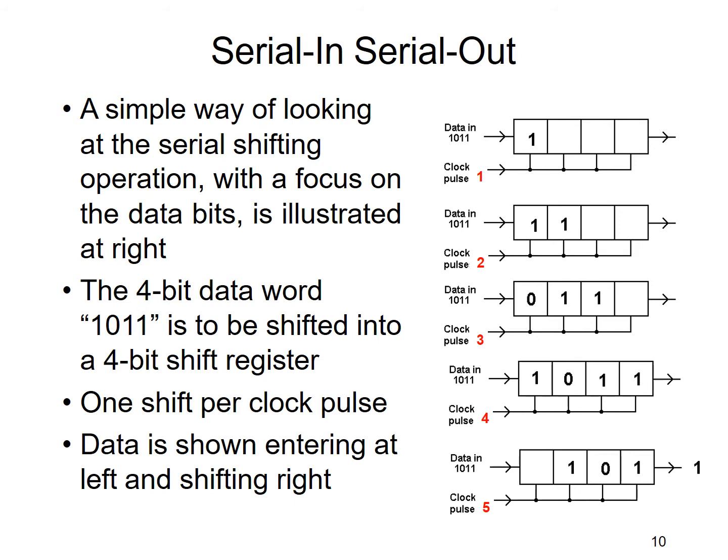Serial in and serial out. A simple way of looking at the serial shifting operation with a focus on the data bits is illustrated on the right side. The 4-bit data word 1011 is to be shifted into a 4-bit shift register. One shift occurs for every clock pulse. Data is shown entering at left and shifting to the right.